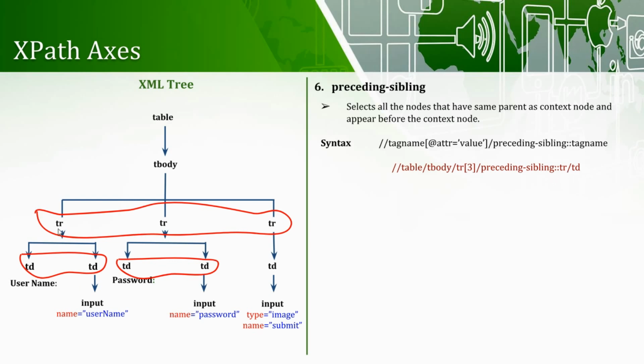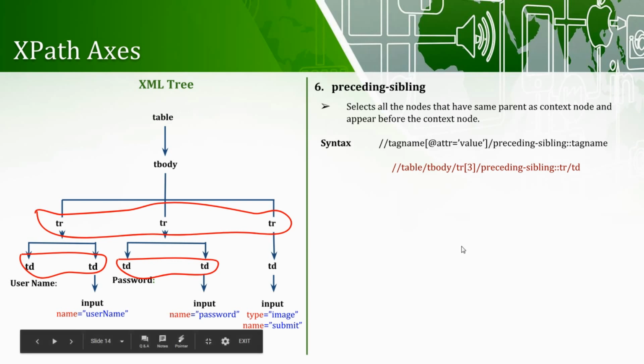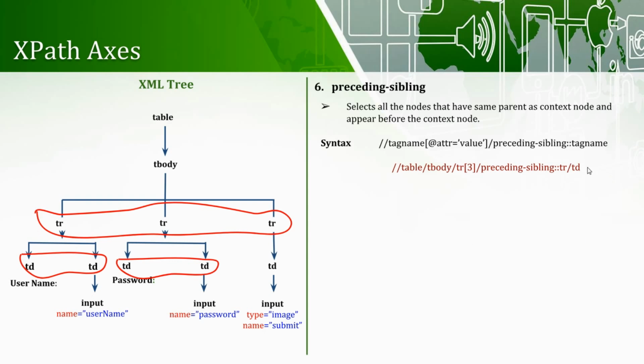So tr1/td, tr2/tds. So under tr1 we have how many tds? 2. So these 2 nodes will be the output. Under tr2, how many nodes are there? There are 2 nodes of td type. So the output will be these 2 nodes. So under these 2 tr we got the 4 td, and these 4 td will be the output because we are selecting the tag of td. So we got these 4 outputs.